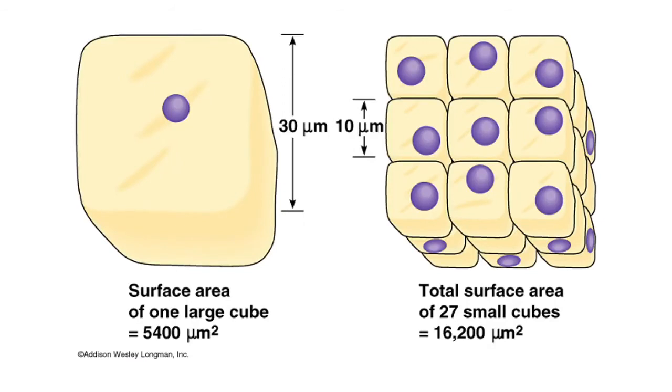Here's the same thing shown with hypothetical cells. If this was a giant cell that was 30 micrometers in side length and cube shaped, it would have a surface area of 5,400 micrometers squared. But if you divided that great big cell into 27 little cells that had the same total volume, they would actually have a much bigger surface area. They would have a surface area of 16,200 micrometers squared. So there's an advantage to making cells smaller because you have a better surface area to volume ratio.